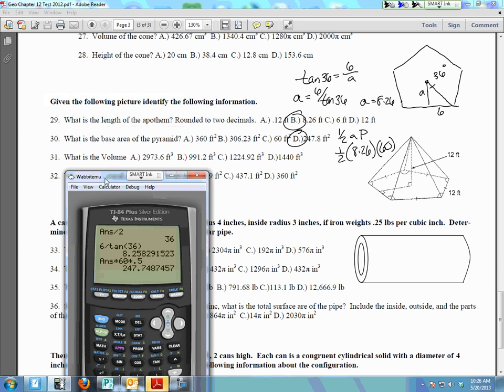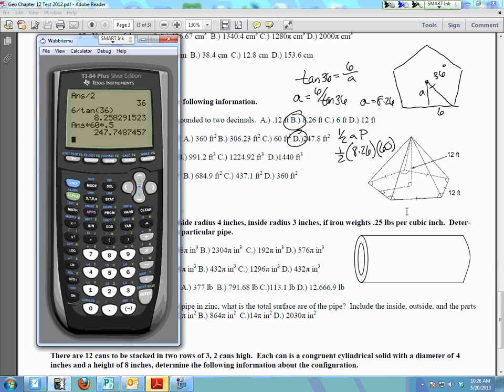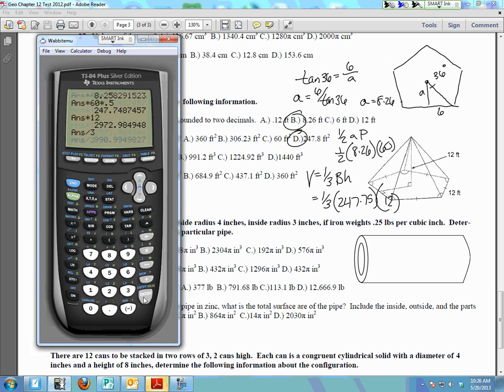Now, 31 says, what is the volume of this thing? Well, volume of a pyramid is 1/3 the base area times the height. So I'll go 1/3. Base area is 247.75. And then the height is 12 feet. So I'll take this times 12 and then divide it by 3.